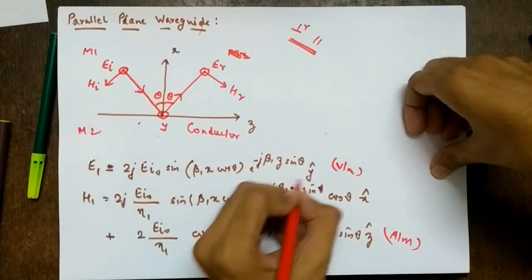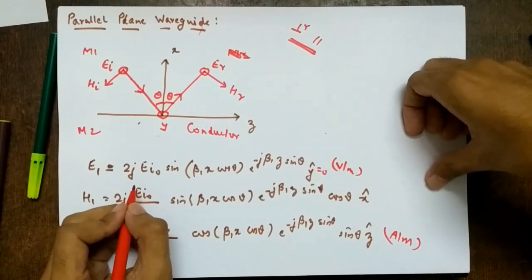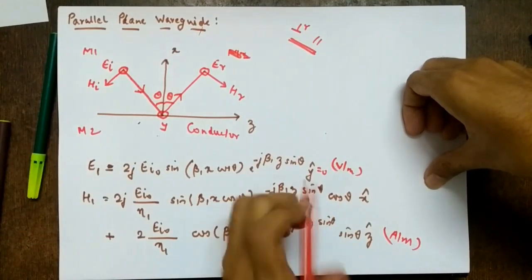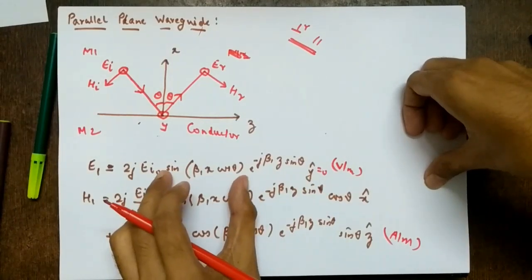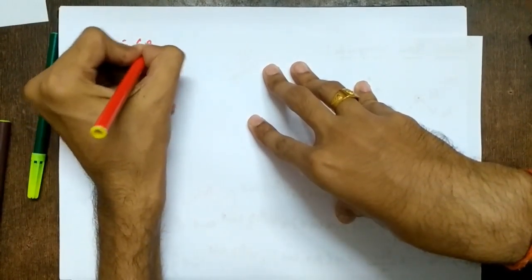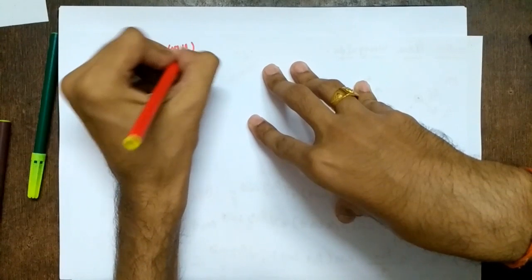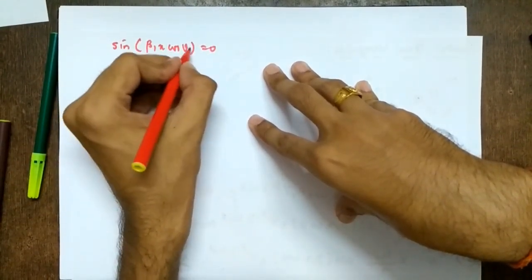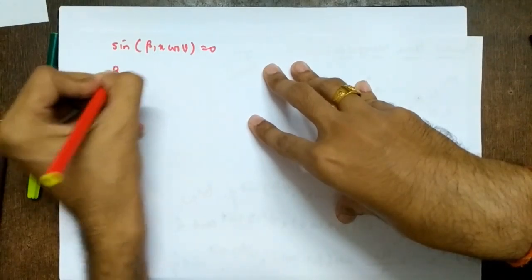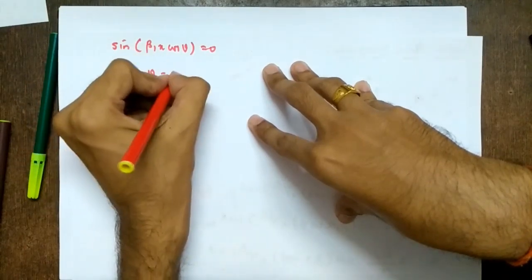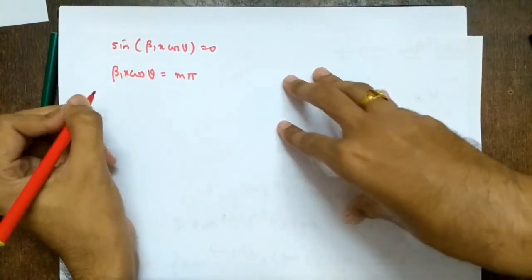So what will happen when the electric field goes to 0? That is, I equate this to 0. These are constants, so this will go away. This is e raised to j term, so we are not interested, and this is a vector. So what remains? Only sine of beta 1x cos theta, right? So sine of beta 1x cos theta equals 0. When will it be 0? When beta 1x cos theta is m pi. So beta 1x cos theta equals m pi, right?